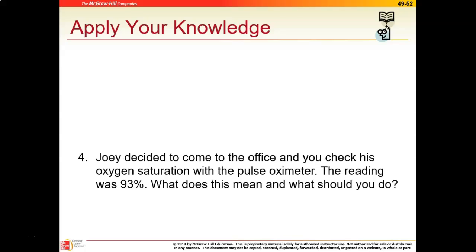So he decides to come in anyway. Okay, so maybe it stayed yellow and it didn't really improve after he used his medication. So then he comes into the office and you do a pulse ox on him and his pulse ox is 93. So what does this now mean and what should be done? So at this point, his oxygen saturation is below 95. So he is considered hypoxemic. Okay, so you'd want to alert someone to the fact that he was there. So you'd want to let a charge nurse know, you'd want to let a physician know that you've got a child who's hypoxemic and has a 93 pulse ox.